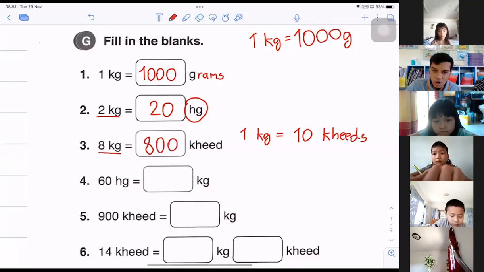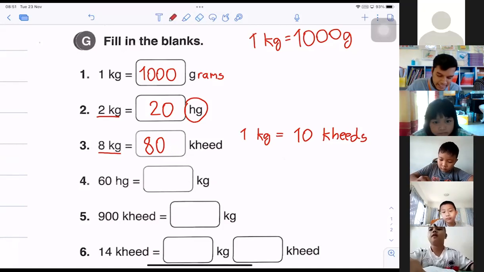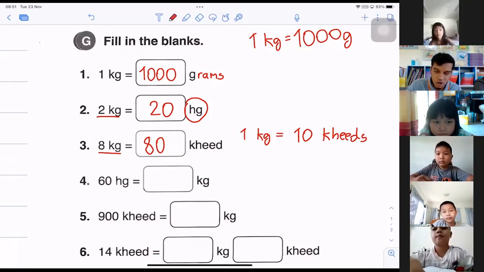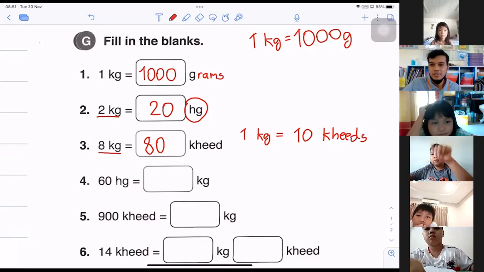800, yes or no? No, correct. Okay, what about 80? 80, yes or no? Yes. Yes, students. Some of you said no.